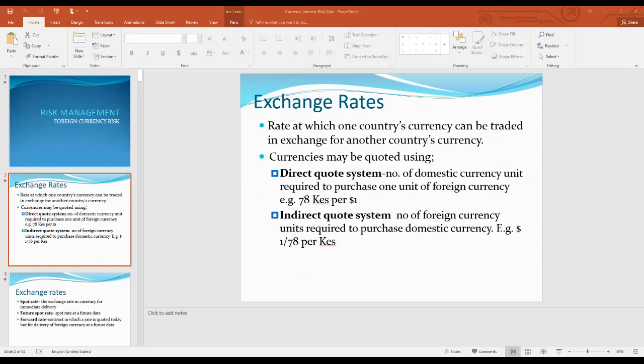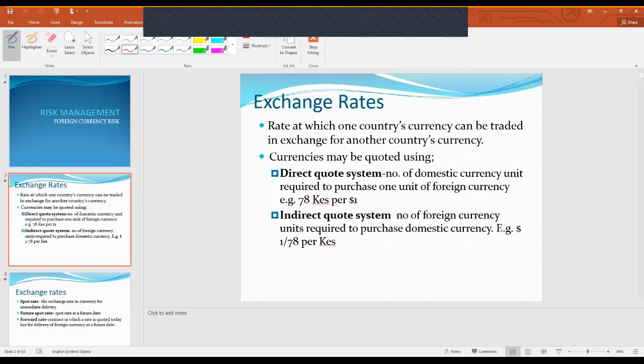The quotation that normally will be appearing, for example, $1 is equal to 78 Kenya shillings. What that implies is that the quotation is 78 shillings per $1. That's how it is most of the time quoted. So you take $1 to be equal to 78 shillings, therefore in terms of a fraction this can be equal to 78 divided by 1.